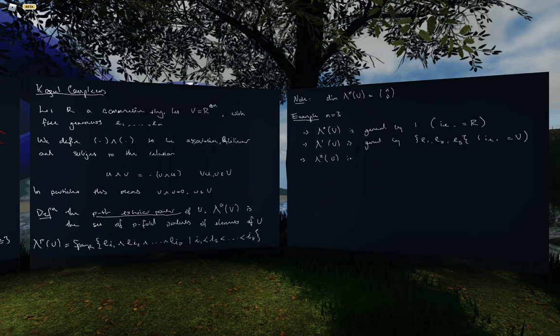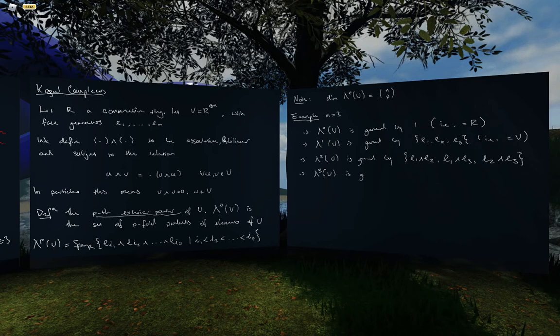The second exterior power is generated by E1 wedge E2, E1 wedge E3, and E2 wedge E3. And then finally, the third exterior power is generated by a single generator, E1 wedge E2 wedge E3. And then for all other exterior powers, it's zero, right? Because there's no such sequences.